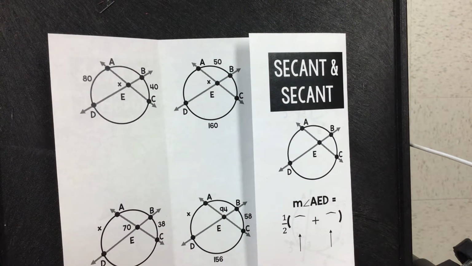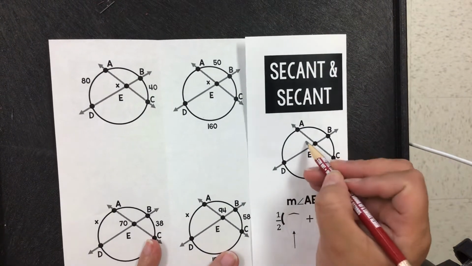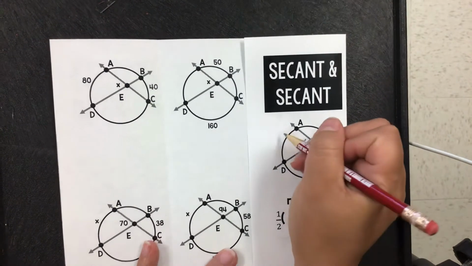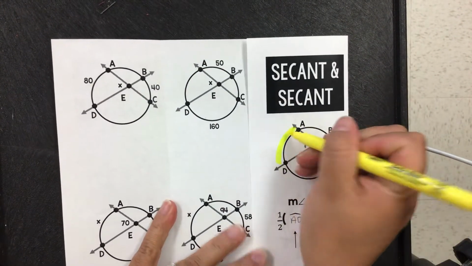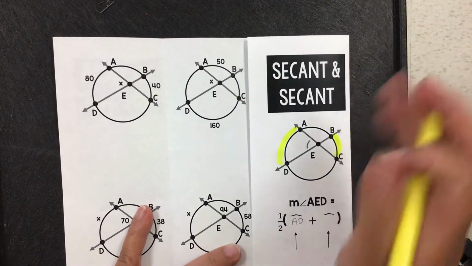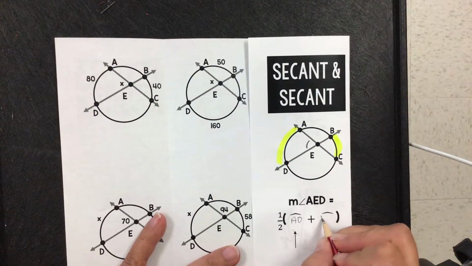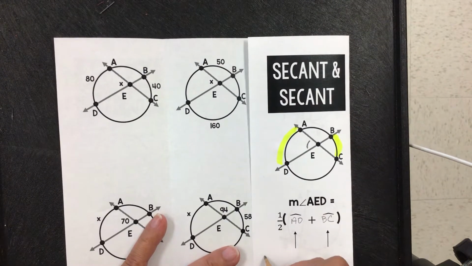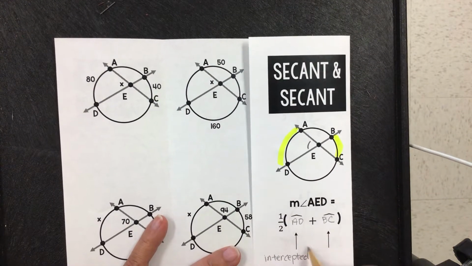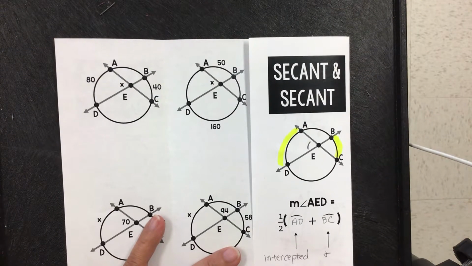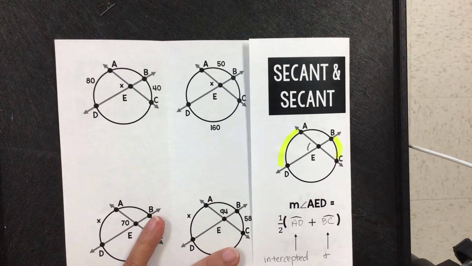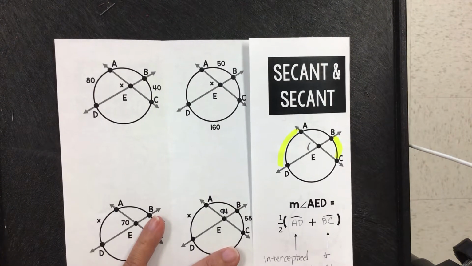For this one, what we have is that the angle AED, so we're talking about this angle right here, is equal to 1/2 the arc AD. That's this one. Let me highlight it for you. Plus this arc. So we're adding these two together and dividing by 2. So arc BC. So this is called the intercepted arc. And the arc formed from the congruent vertical angle.